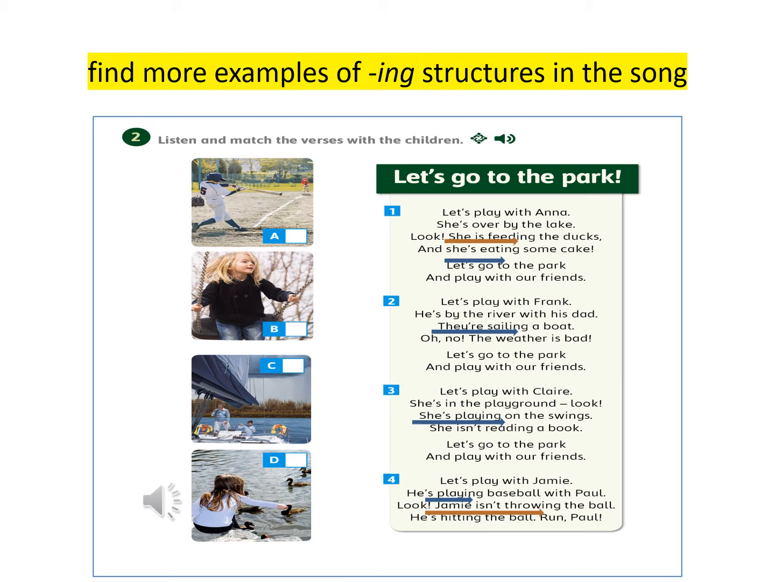Let's go to the park and play with our friends. Let's play with Frank. He's by the river with his dad. They're sailing. Here is ing structure. Also in the third verse, she's playing on the swings. In the third verse, there is ing structure. And look at the fourth verse. He's playing baseball with a ball. And look, Jamie isn't throwing the ball. Underline these ing structures, please.